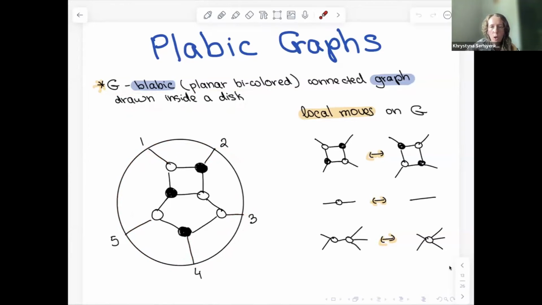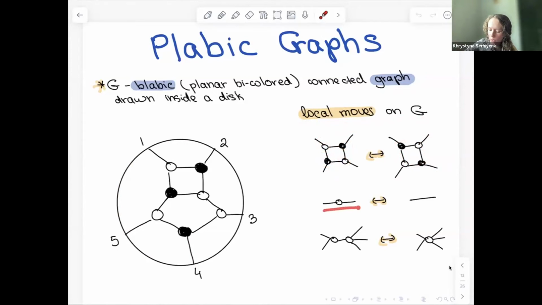And then one can perform local moves on the graph G. The first one is a square move. Whenever you see a square face in your plabic graph, where the colors of the vertices alternate, so I have black, white, the move is to switch the colors of all the vertices. So you see this was black, white, white, black, and all of these vertices just change color. So that's the first local move.